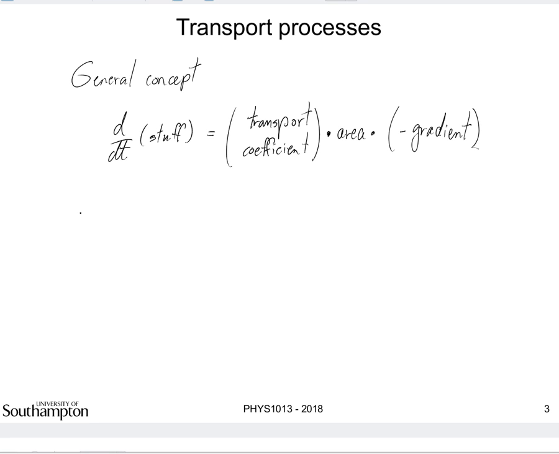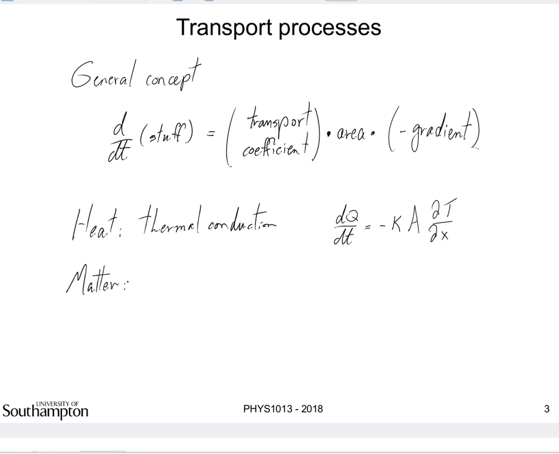So equations that actually follow this recipe are, well, there's heat, and that's called thermal conduction. And then the equation in this case is going to be dQ/dt equals minus kappa, so that's the constant, that's this transport coefficient, times the area times the gradient of temperature in the x direction.